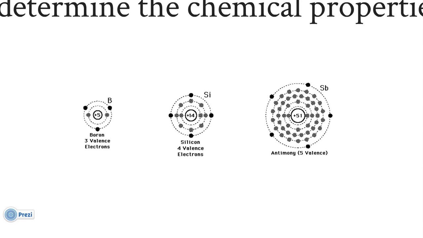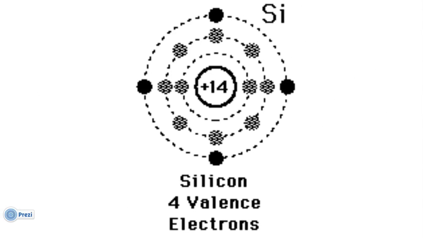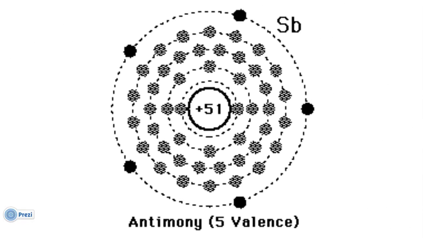In these three Bohr models, the valence electrons are the darker colored circles. Boron has 3 valence electrons. Silicon has 4 valence electrons. And finally, antimony has 5 valence electrons, 5 electrons in its outermost shell.